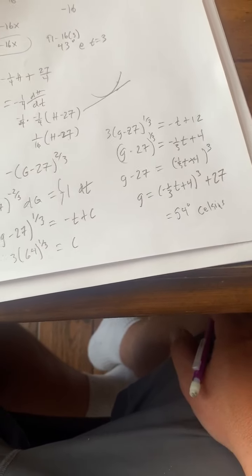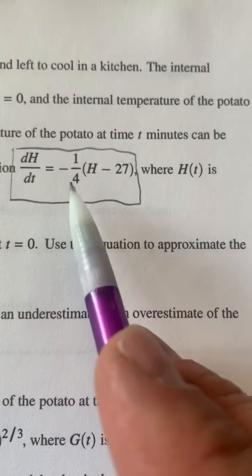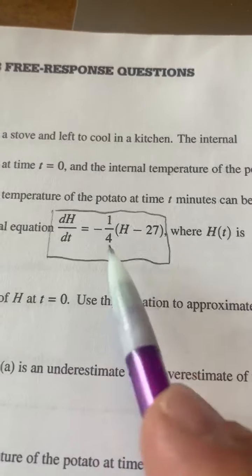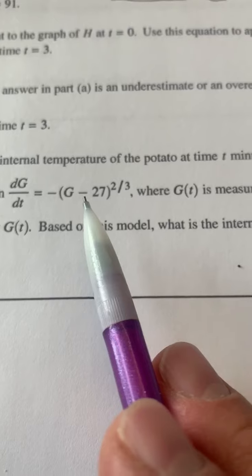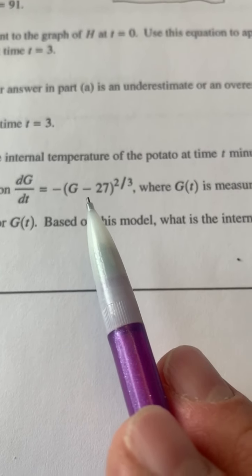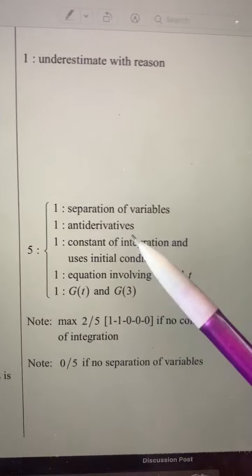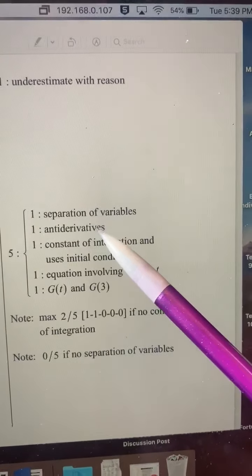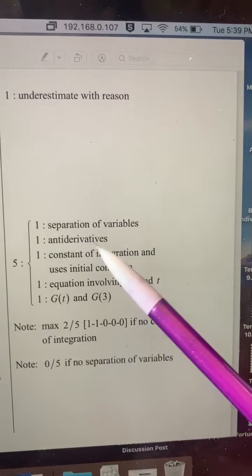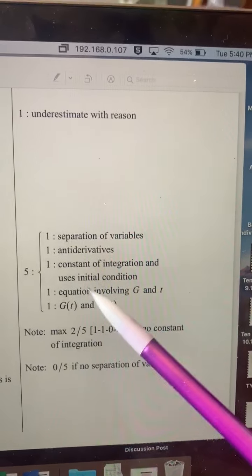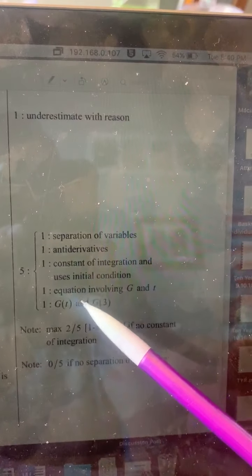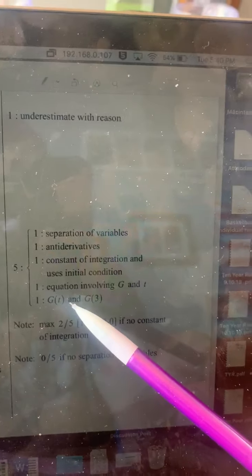Okay, so whenever we are asked to solve a separation of variables problem, anytime we're given this premise, they're going to ask us to find h or find g, and a lot of times they say find a particular solution. We'll see that a number of times before we get to the test. If you look at all the points that are available here, if you separate variables, you get a point. If you take antiderivatives, you get a point, and a lot of times you get 2 for this. If you have a plus c, you get a point if you use your initial condition, which means you plugged in the 0, 91 or whatever.